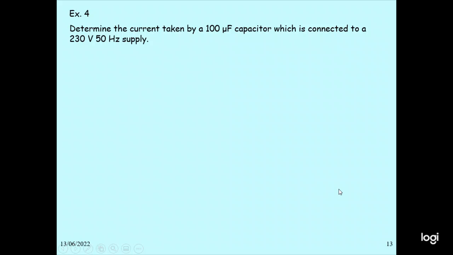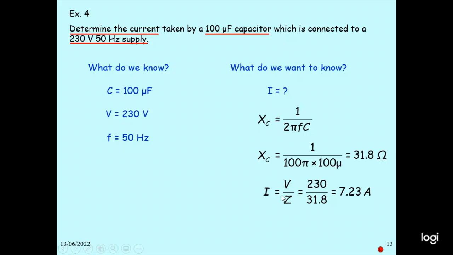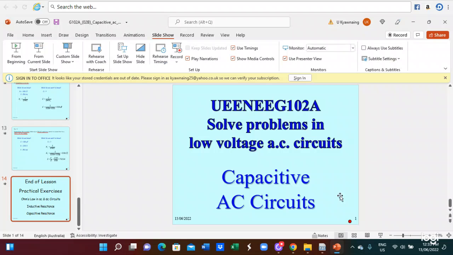Determine the current taken by the 100 microfarad capacitor which is connected to a 230 volt 50 Hz supply. What do we know? The capacitor is 100 microfarad, voltage is 230 volt, frequency 50 Hz. What do we want to know? We have to find the current. So Xc equal to 1 by 2πfC, 1 by 2π into 50 into 100 microfarad, you got 31.8 ohm. I equal to V by Xc, 230 by 31.8, 7.23 ampere. Then you have to do the practical exercise.